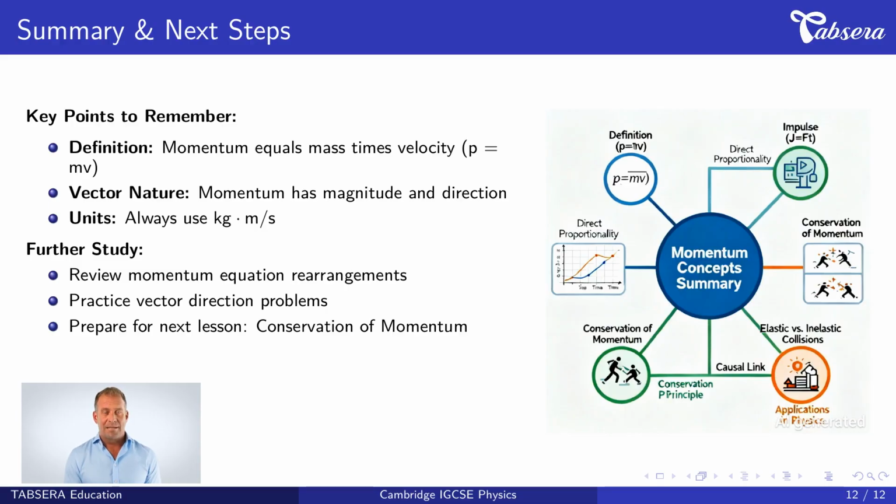Let's summarize today's lesson. The key points to remember are, first, momentum equals mass times velocity, expressed as p equals mv. This definition connects an object's physical properties with its motion, providing a measure of how much motion the object possesses. Second, momentum has vector nature, meaning it possesses both magnitude and direction. The magnitude comes from the calculation mv, while direction matches the velocity direction.